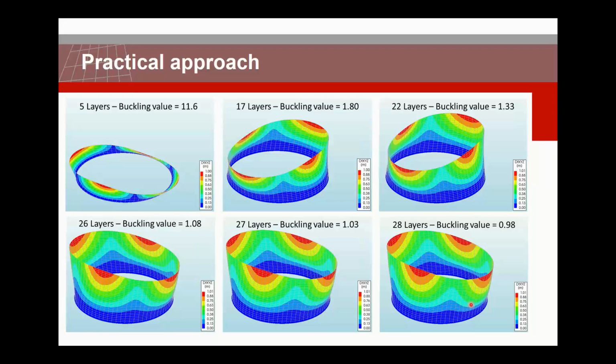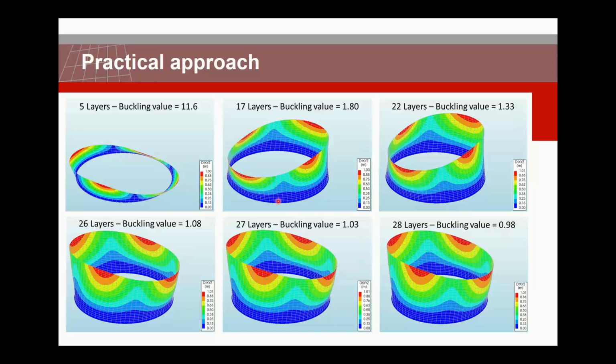I did that for this cylinder. So in this case, we started with 5 layers and we got a buckling value which was 11.6. So in this case, we could actually add quite some layers already in the second step. So we added some layers, and then we see a buckling value of 1.8. After that, it increases a few more layers. And when we get closer to 1, we only add 1 layer, of course, up to failure, which is now at layer 28, because then the buckling value is lower than 1.